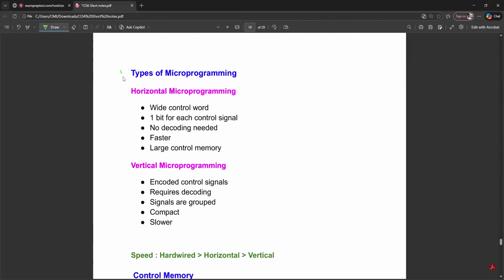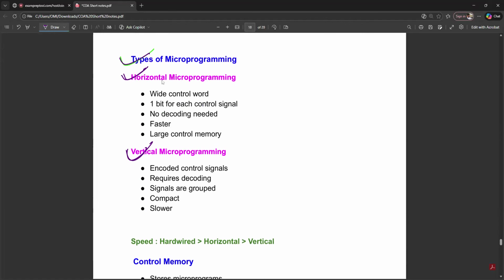So now there are two types of microprogramming. First one is horizontal microprogramming and the other is vertical microprogramming. In horizontal microprogramming, there is a wide control word. There is one bit for each control signal. There is no decoding needed. It is faster and larger. It is a large control memory.